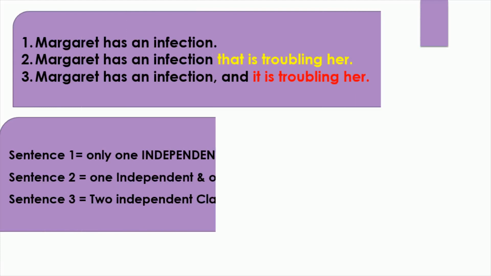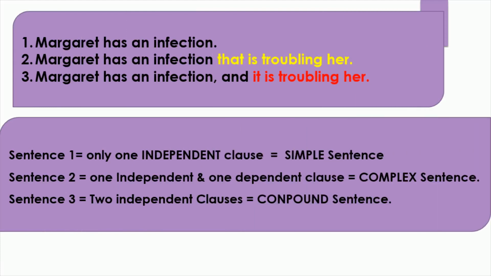Let's take another example. Study the set of 3 sentences carefully. Sentence 1. Margaret has an infection. Margaret is a subject, has an infection is a predicate. So Margaret has an infection is only one clause. That is why sentence 1 is an example of a simple sentence.